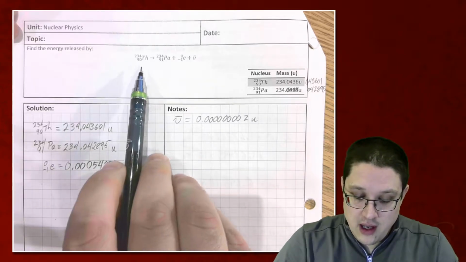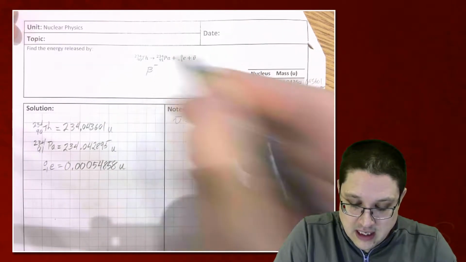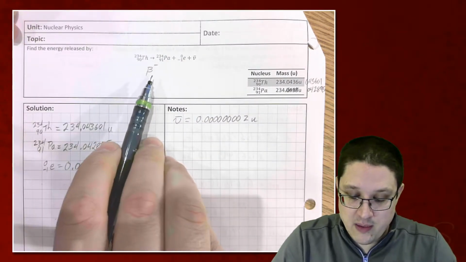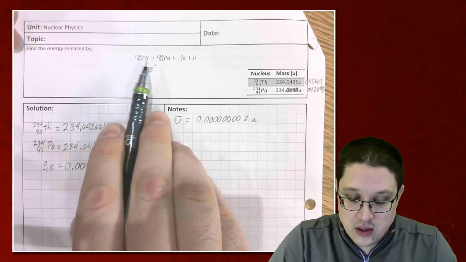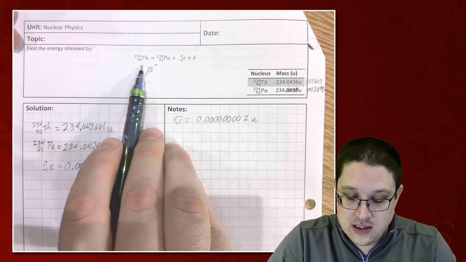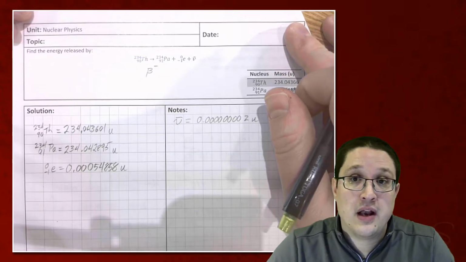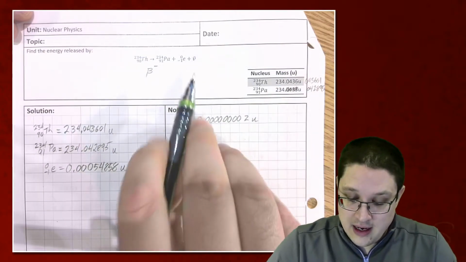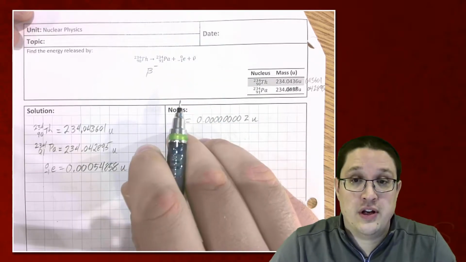For this one, we're going to be looking at the beta negative decay. There's a Greek letter beta, remember, the beta negative decay of thorium-234. You can see that it starts as thorium-234 and turns into protactinium-91. And it emits an electron and an antineutrino.